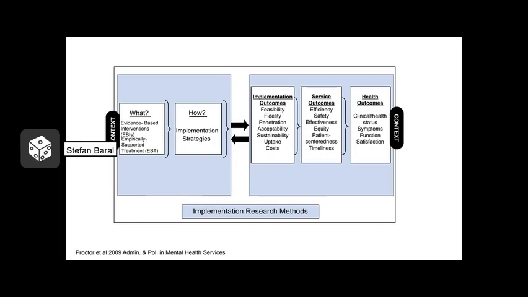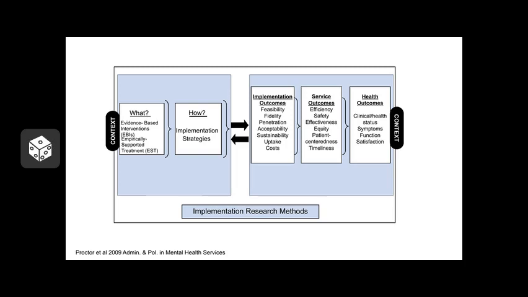This is a commonly used framework to consider both implementation research as well as programming and the planning for programming. On the one side of it, where it says what, you see evidence-based interventions or empirically supported treatments. These could very well be PrEP or treatment. They could also be condom negotiation skills or community-based programming. On the other side, you can see health outcomes, and these could be individual or population level health outcomes. They could focus on symptoms among clients, or satisfaction with programs.